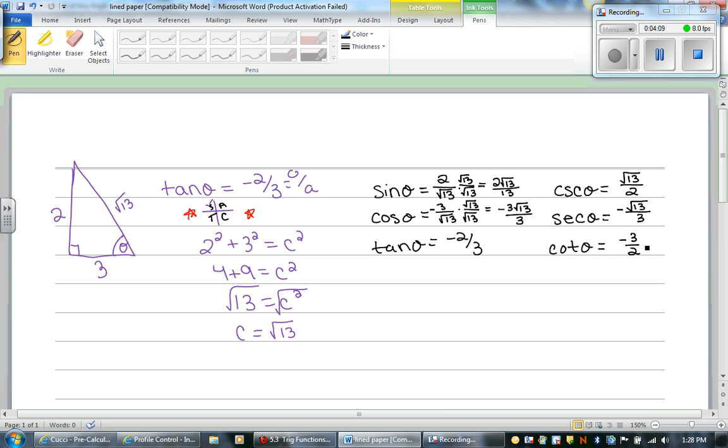Okay. So again, when you're given a trig function and it's set equal to a ratio, you can go ahead and set up a right triangle with those given sides and find your missing side to find the rest of the function values.